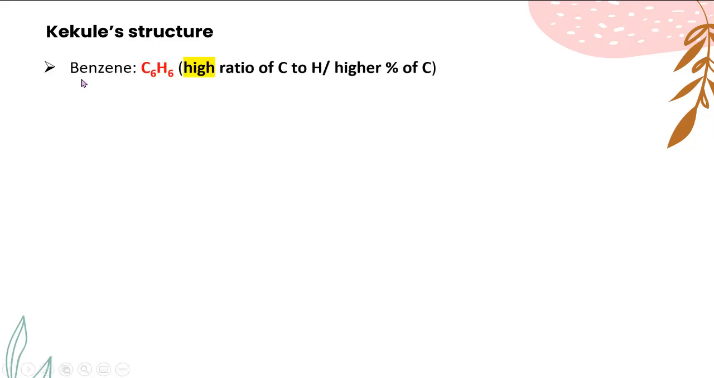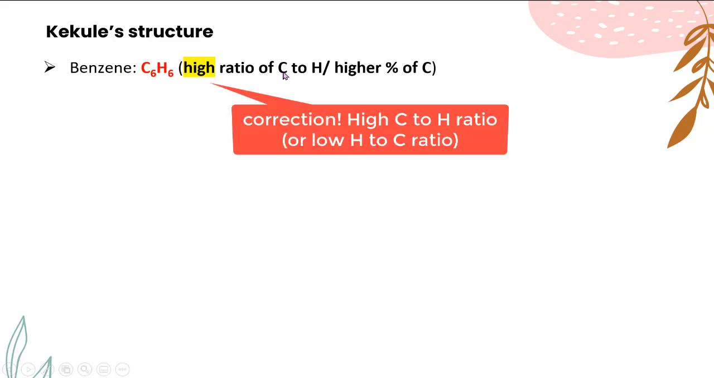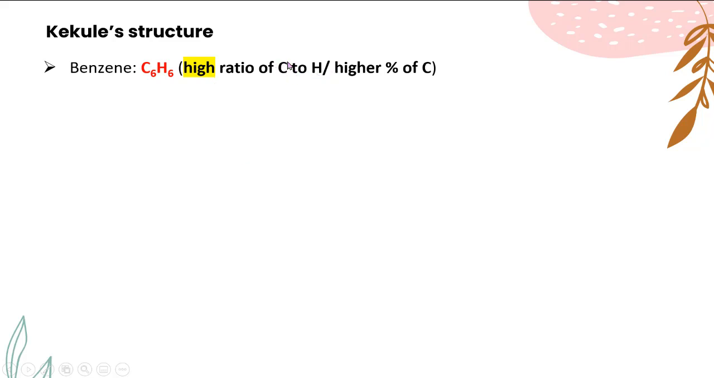Next, let's look at Kekulé structures. The name comes from the scientist who discovered the structure of benzene. Benzene has a formula C6H6. It has a higher ratio of carbon to hydrogen. The ratio is 1 to 1, in which the ratio of carbon is higher compared to hydrogen. If you refer back to alkane and alkene, they have a lower ratio of carbon. So please correct the term high ratio in your notes, or we can also say that it has a higher percentage of carbon overall.